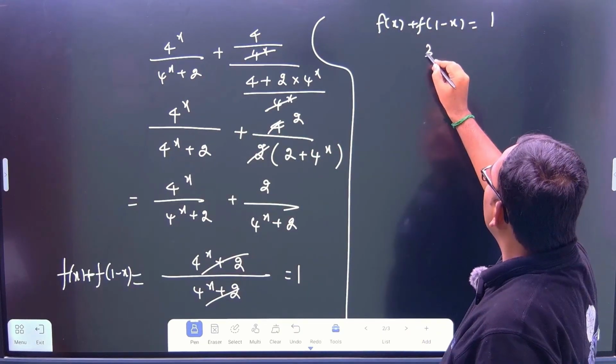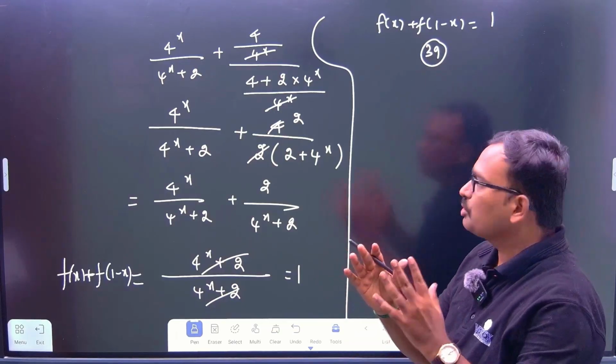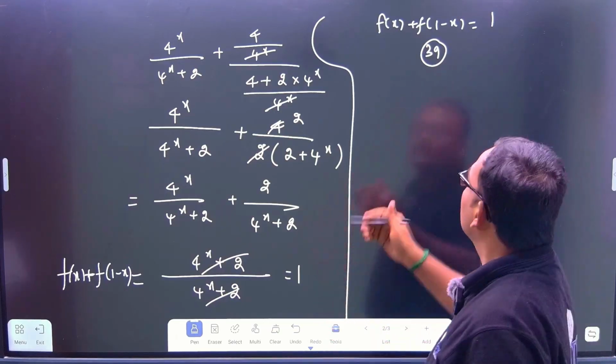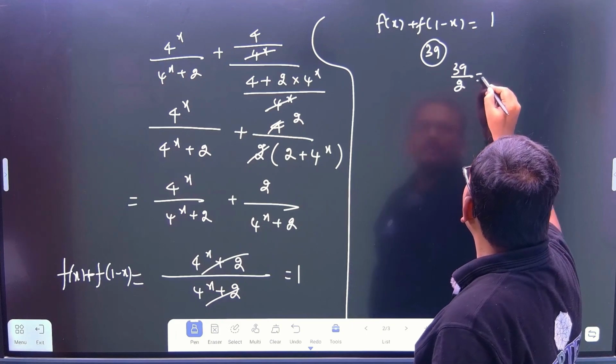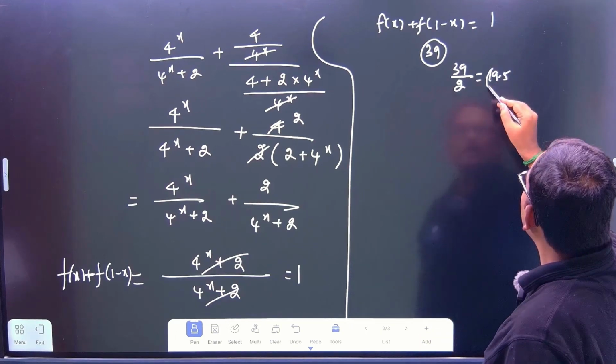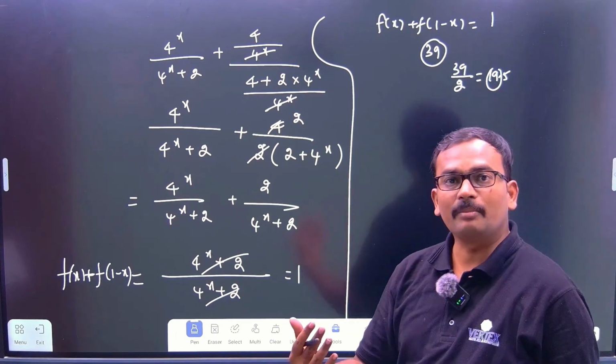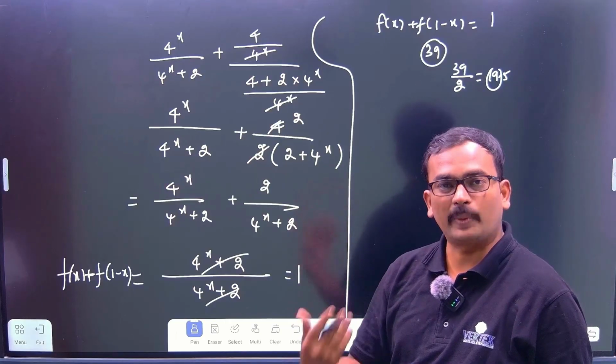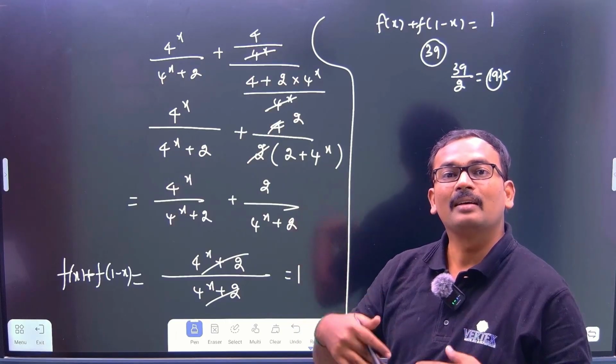So you can see there are 39 terms. I'll teach you some idea on how to find the pairs. So 39 by 2, what is that? 19.5. So 19 pairs are possible. The next term is 20. The 20 by 40 is the extra term.